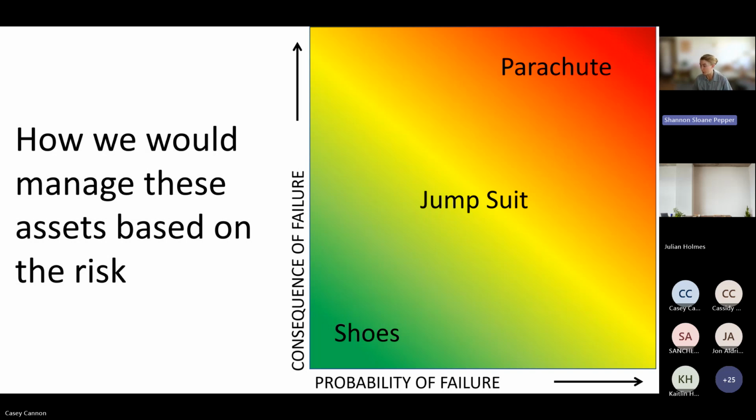And the probability is probably also somewhere in the middle, right? And then the shoes we would place low in both categories. Let's go ahead and click again.